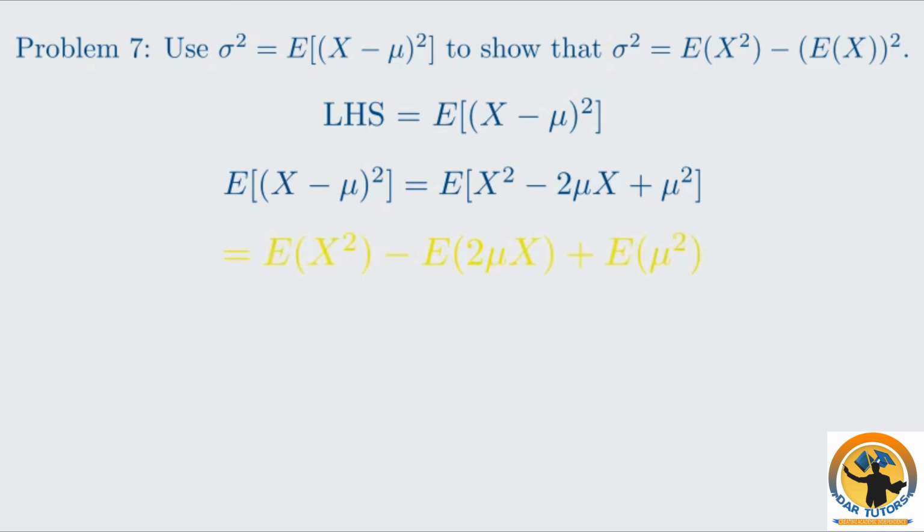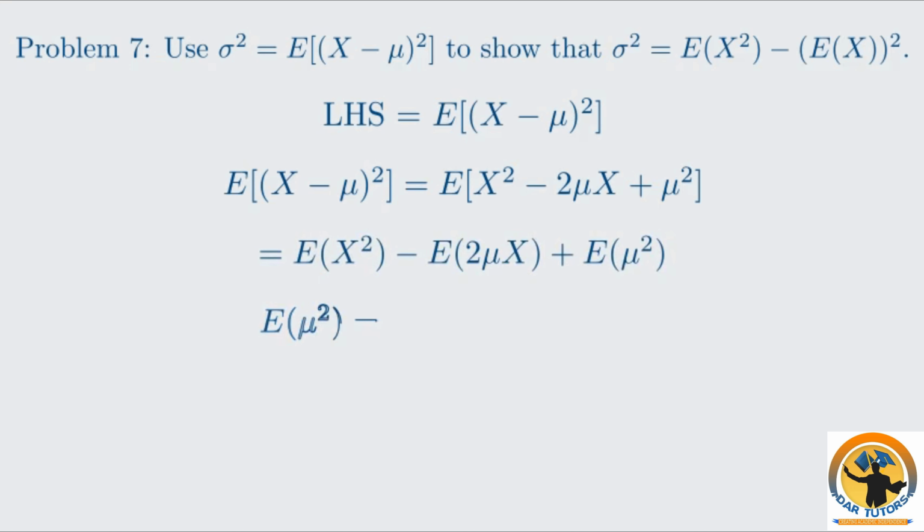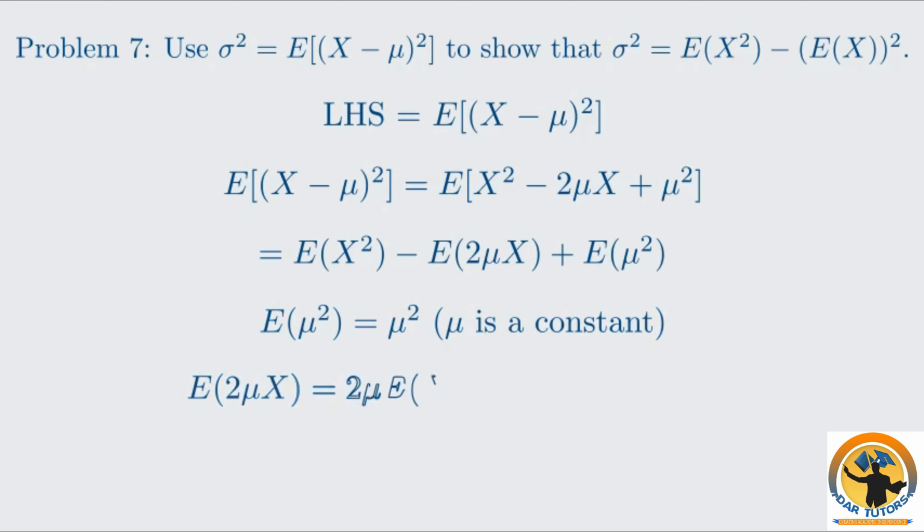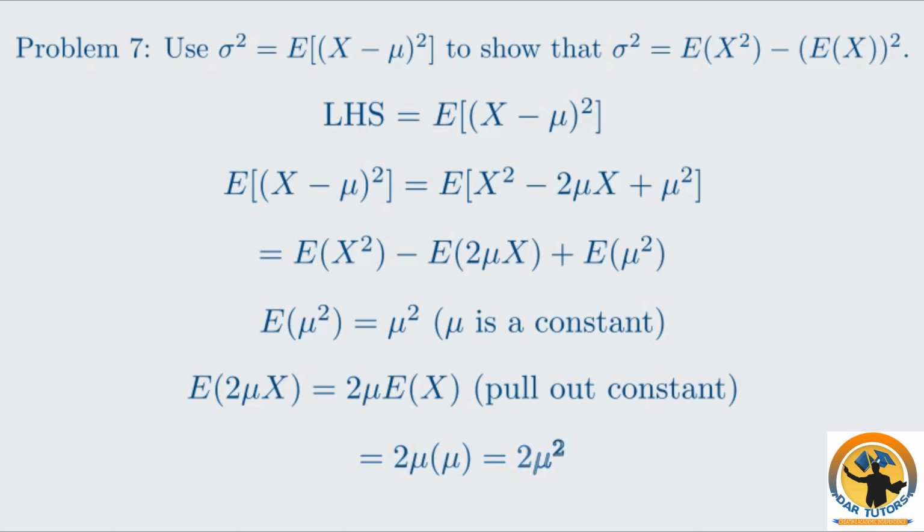The first term, E[X squared], is what we want. The third term, E[mu squared], is the expected value of a constant. By definition, mu is a fixed value, the mean. The expected value of any constant is the constant itself, so E[mu squared] is just mu squared. The second term, E[2 mu x], involves a constant multiplier, 2 mu. Another property of expectation is that you can pull constants out. So this is 2 mu times the expected value of x. But we know that the expected value of x is just our mean, mu. So this term becomes 2 mu times mu, which is 2 mu squared.